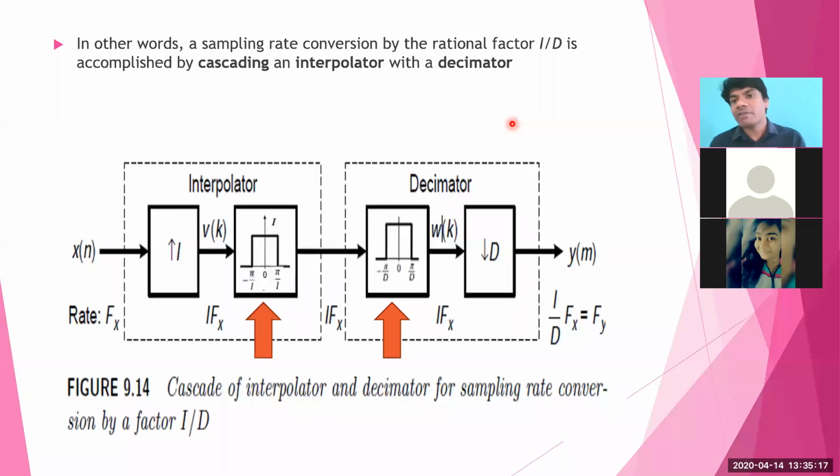So instead of having two low pass filters, we can replace them with one low pass filter, which we are going to see in the next slide. But if you look at this slide, you can see that the rate of the input is fx, and the rate, I mean the sampling rate, of the output sequence is fx times I by D, hence the name I by D conversion.